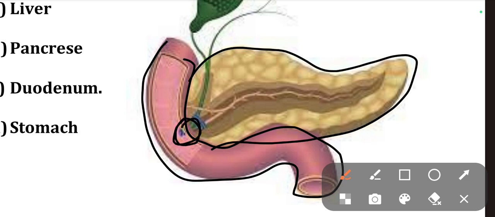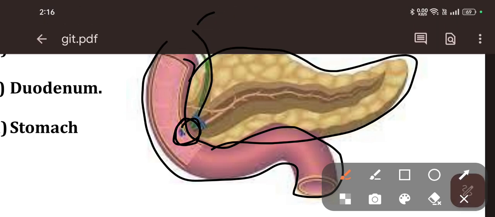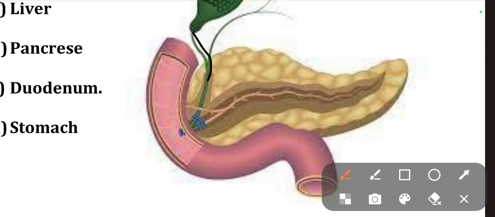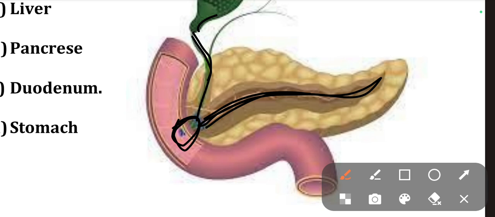The liver, it is from the gallbladder. We can see the green color structure and this is the pancreas, pancreatic duct and gallbladder duct. The bile duct and pancreatic duct together enter into the small intestine, that is duodenum. So this is called sphincter of Oddi.